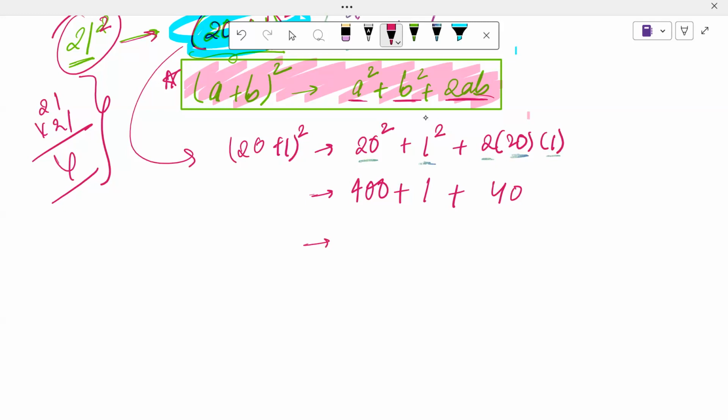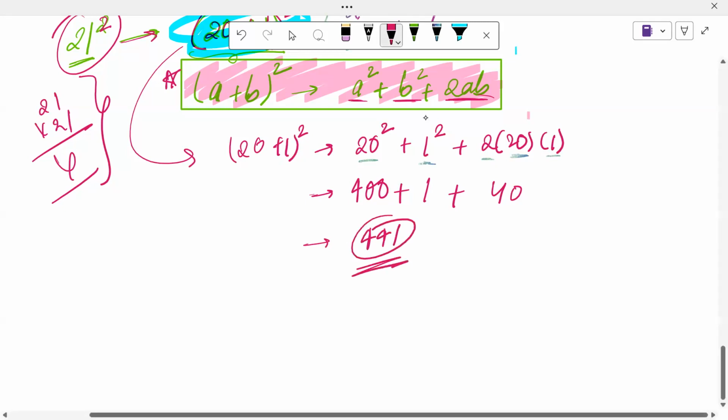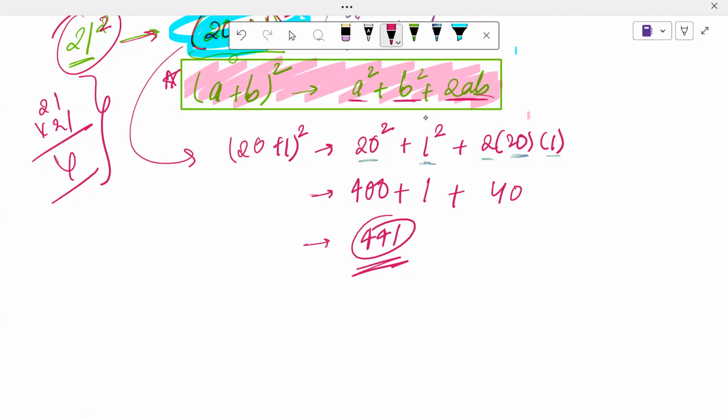Okay, so 441. Right? Yes. So see, we calculated the square of 21 without actually multiplying it out. Okay, so can you do a few more questions like this? Ma'am, so is this formula important? I'm sorry, Aswan, I'm not able to hear you. Ma'am, so is this formula important when doing problems? Yeah, you can use this formula while doing problems.